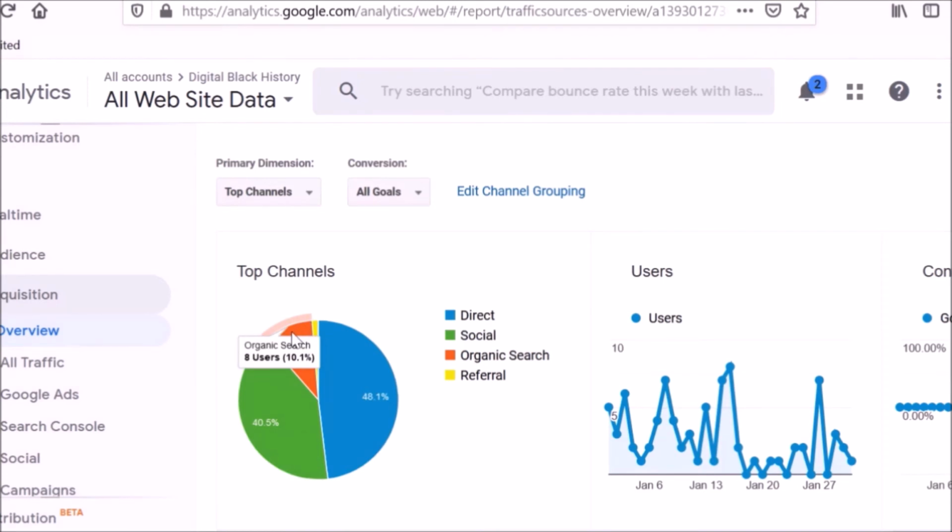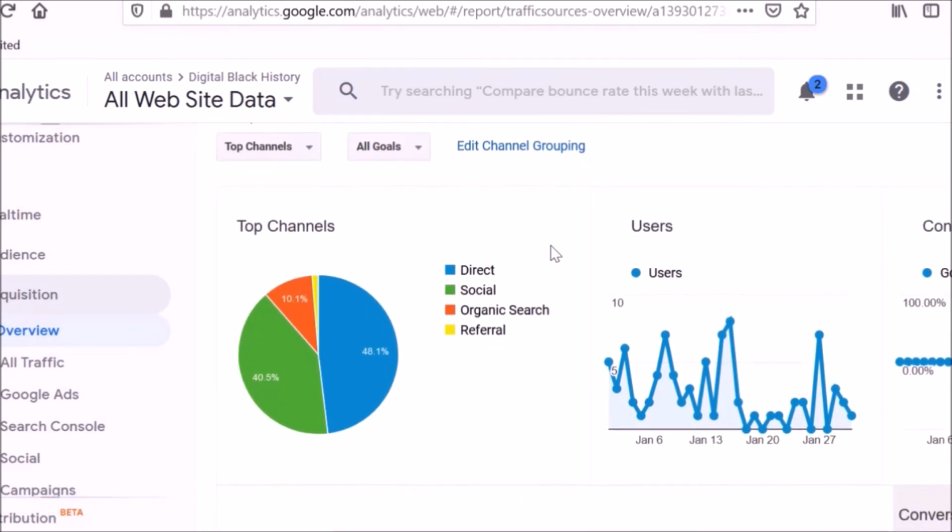About 10% of people were coming through an organic search. What that means is that people were finding the website by searching various keywords in Google. And then a referral is just an outside means of getting to the website. That's not social media. So people weren't entering in keywords in Google. They may have maybe found out about the website from another website.